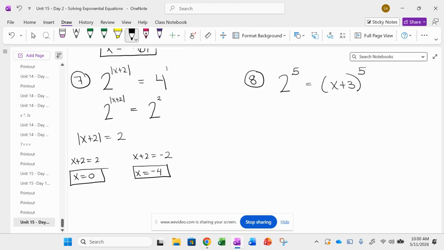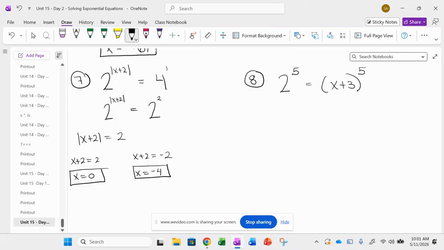In this scenario, is my exponent unknown? No, my exponents are known. So is it okay to have a negative base? Yes. In this scenario, my exponents are known, so it's absolutely okay to have a negative base. So now I have 2 to the 5th power is equal to x plus 3 to the 5th power. Because this is an equation and my exponents are equal, don't my bases then have to be equal also?